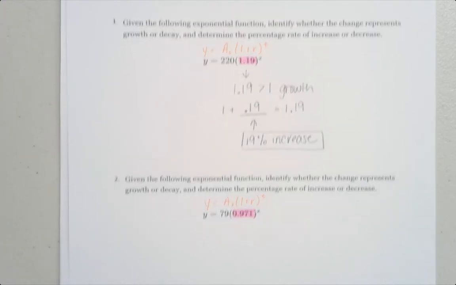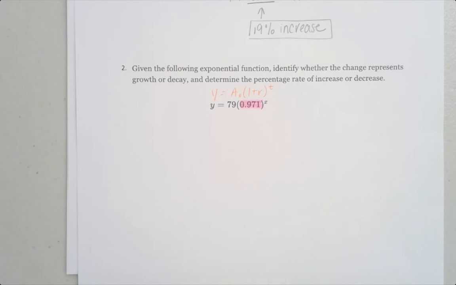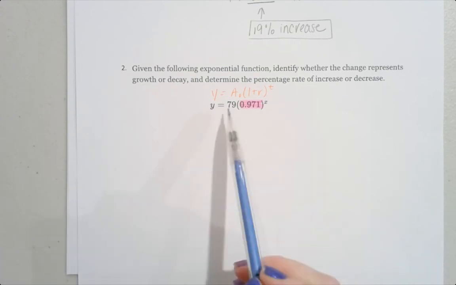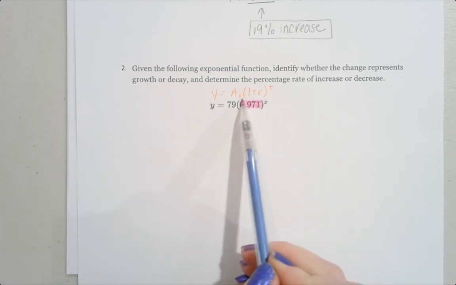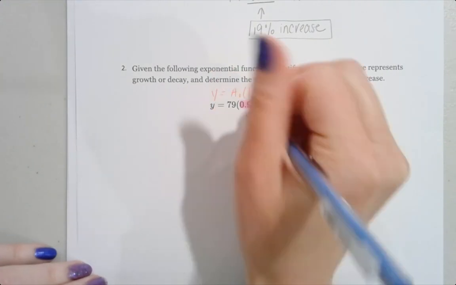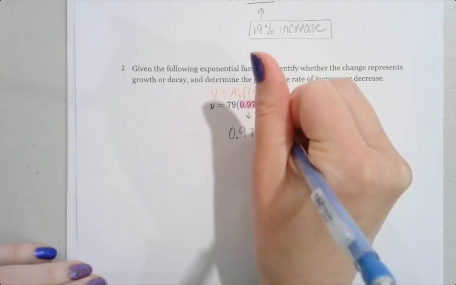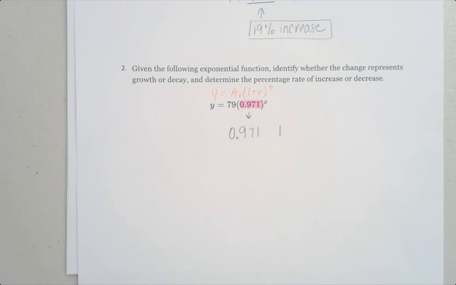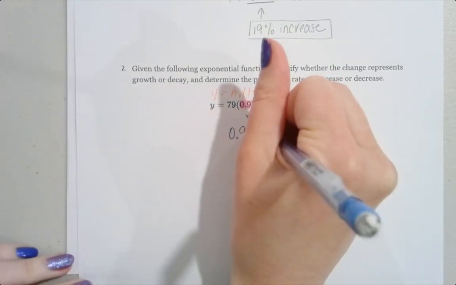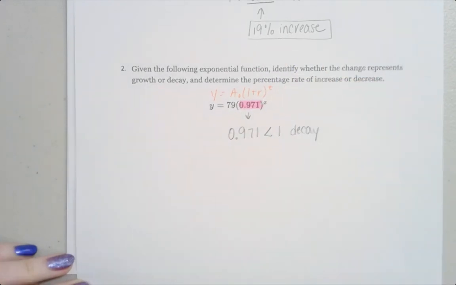Let's look at a second example. Again, same directions here. Given the following exponential function, identify whether the change represents growth or decay, and then determine the percent rate of increase or decrease. So again, doesn't matter what the situation represents. All we care about is this number inside here. We need to find out if it is a growth or decay factor. So we are going to compare 0.971 to the number 1. Is that larger or smaller? Very good. It is smaller, so that means that this represents a situation of exponential decay.